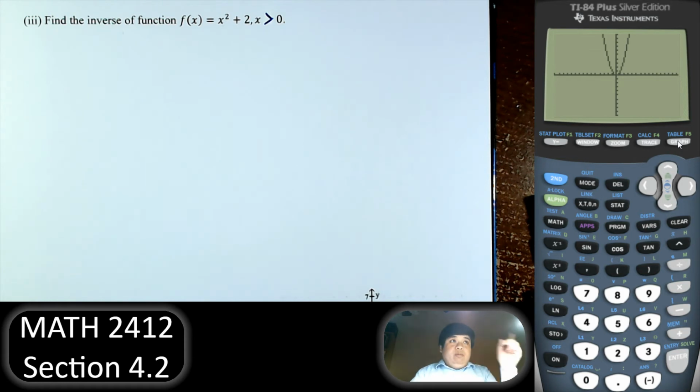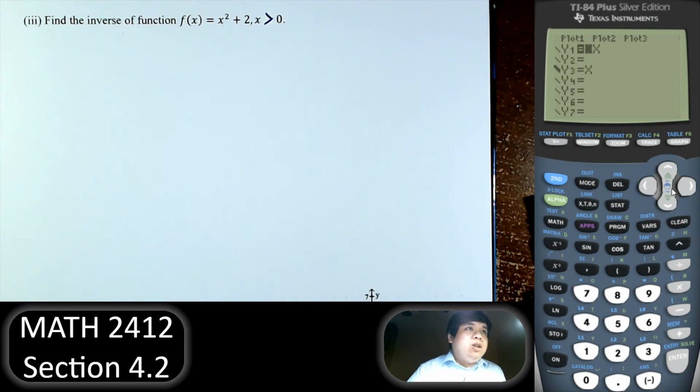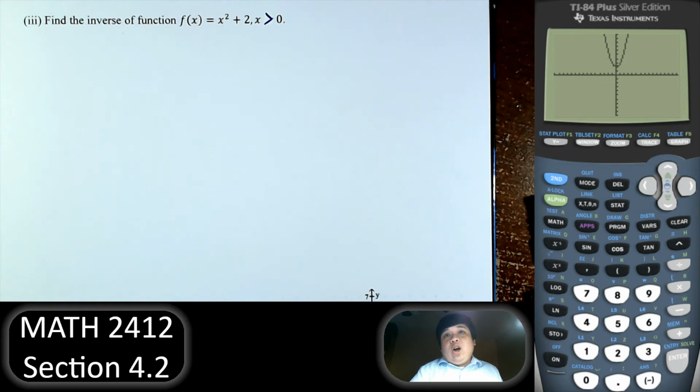And that certainly failed the horizontal line test. X squared is not 1 to 1. Sorry, we have x squared plus 2 still. Yeah, just put x squared plus 2. Still, it's not 1 to 1. So it will not have an inverse if it is not 1 to 1. So in that case, we only look at when x greater than 0.